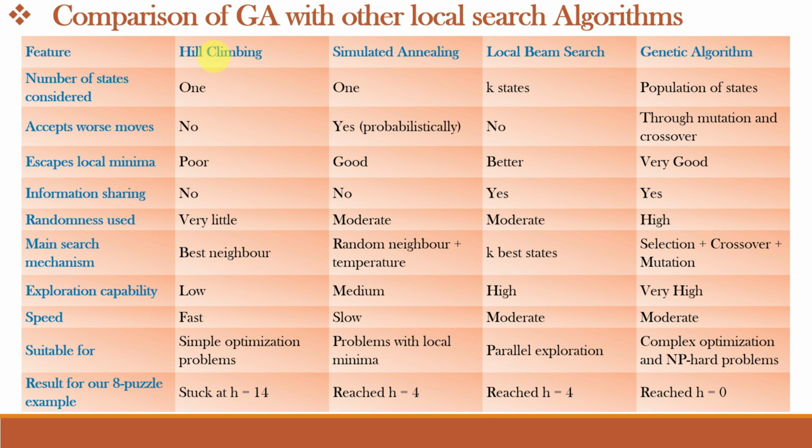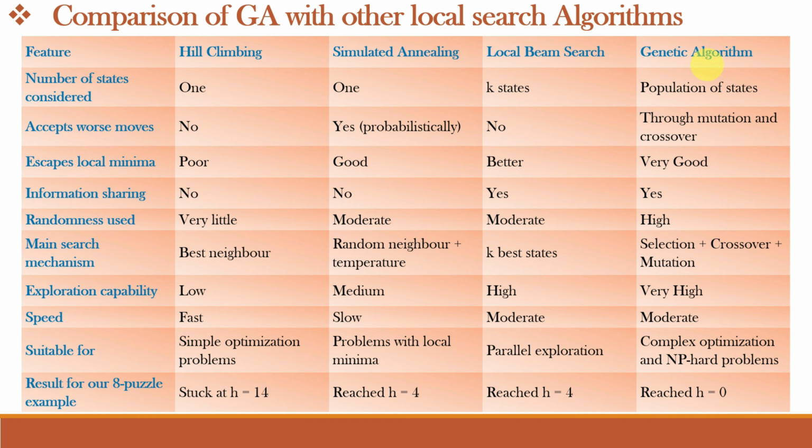Finally, let us compare genetic algorithm with other local search algorithms which we have studied earlier. Hill climbing uses only one state and can easily get trapped in local minima. Simulated annealing improves upon it by occasionally accepting worse moves, and for our 8 puzzle problem, it was able to reach a Manhattan distance of 4. Local beam search explores multiple states simultaneously and also reached h equal to 4 for our 8 puzzle problem.